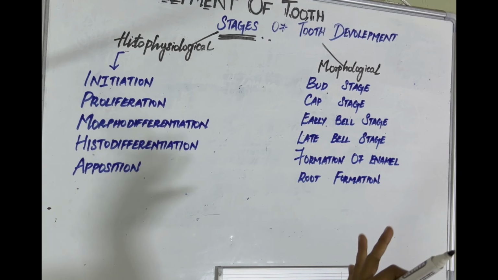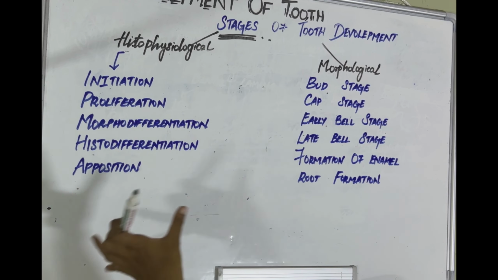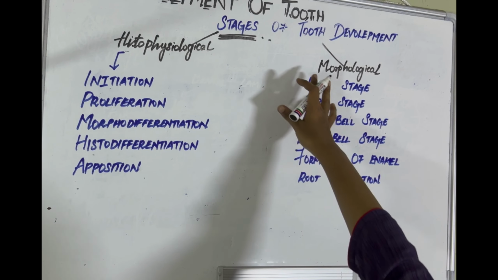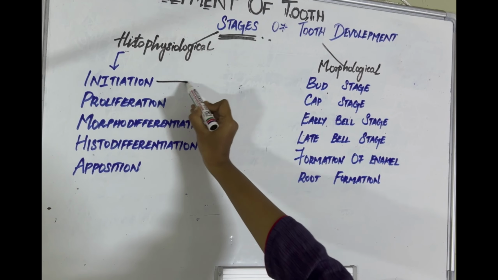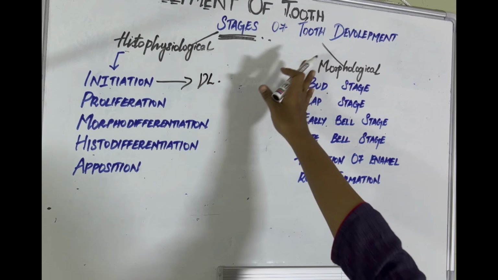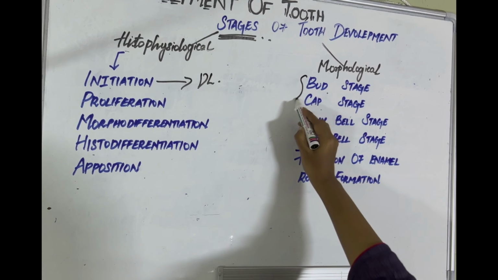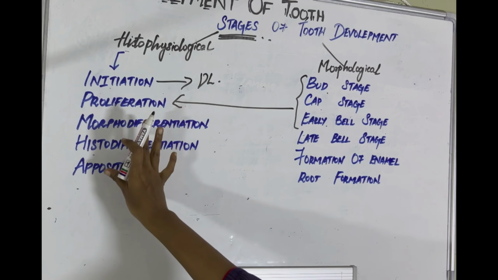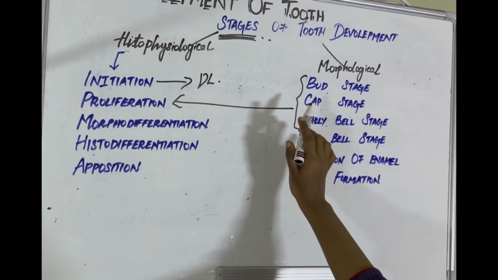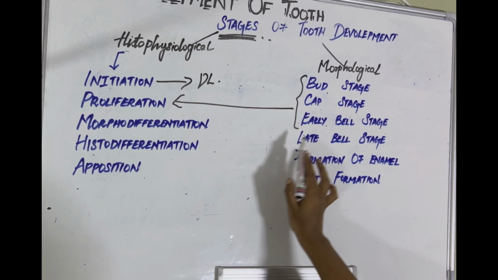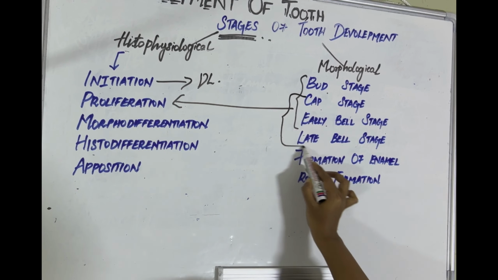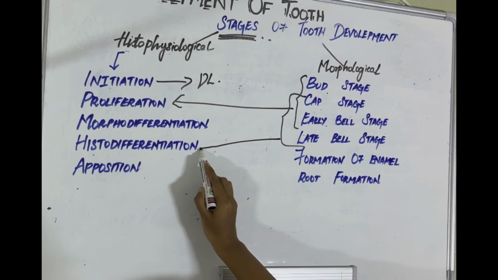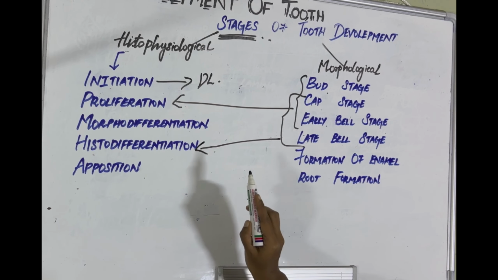Now we'll have the physiological process which corresponds to these morphological stages. Like we saw the formation of dental lamina, that belongs to the initiation stage. Next, the bud stage, cap stage, early bell stage, these three belong to the proliferation. These will correspond to the physiological process of proliferation. Then cap stage, early bell stage, and late bell stage, these three will also have the corresponding physiological phase of histodifferentiation.